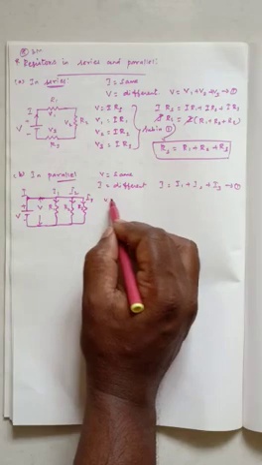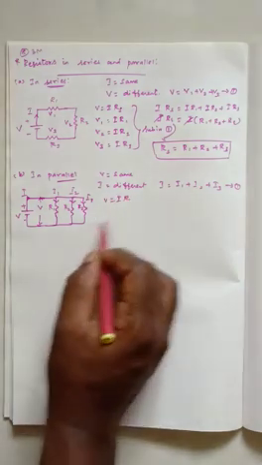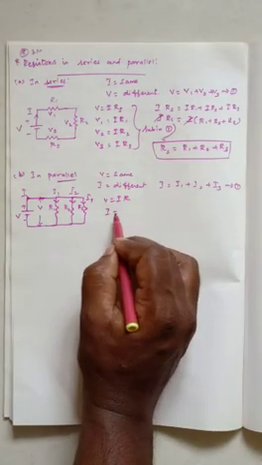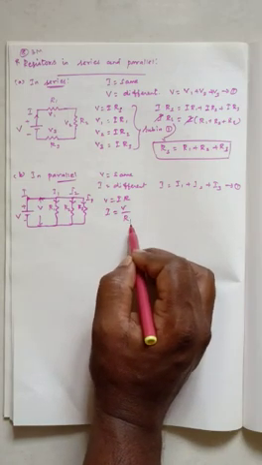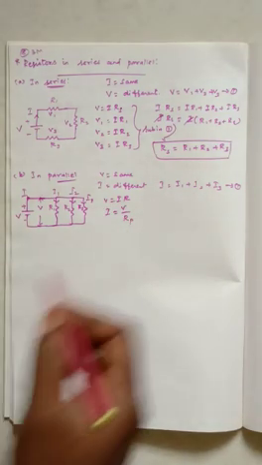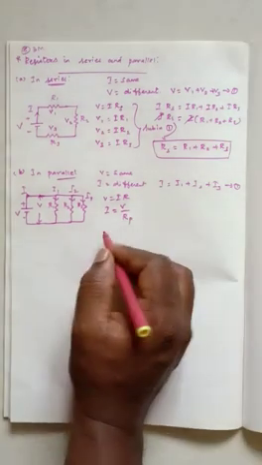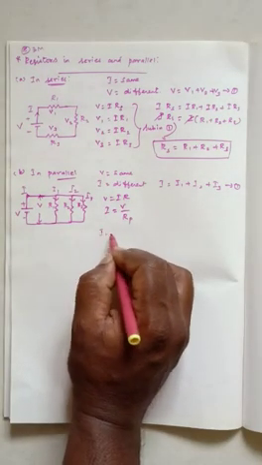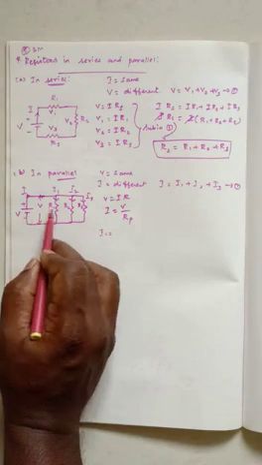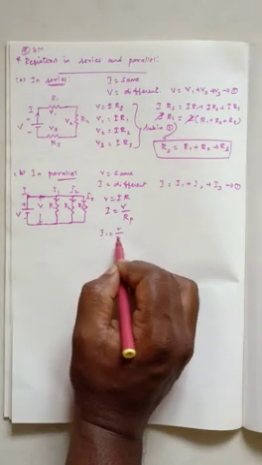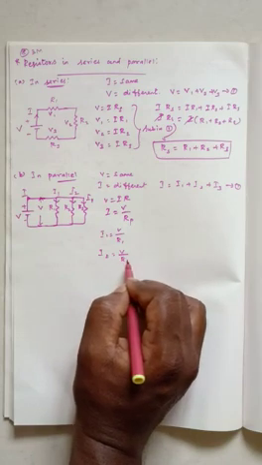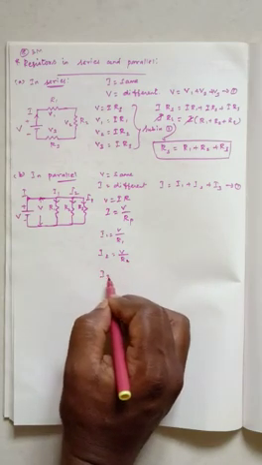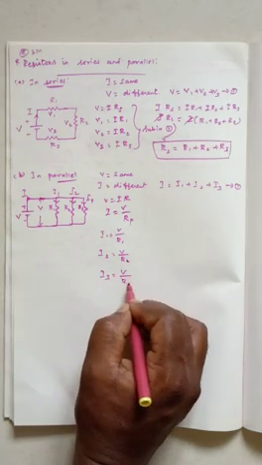According to Ohm's law, V is equal to I into R. We want I only, so I is equal to V by R. Put P for the parallel connection. So I equal to V by Rp. Similarly, I1 equal to V by R1, I2 is equal to V by R2, I3 is equal to V by R3.